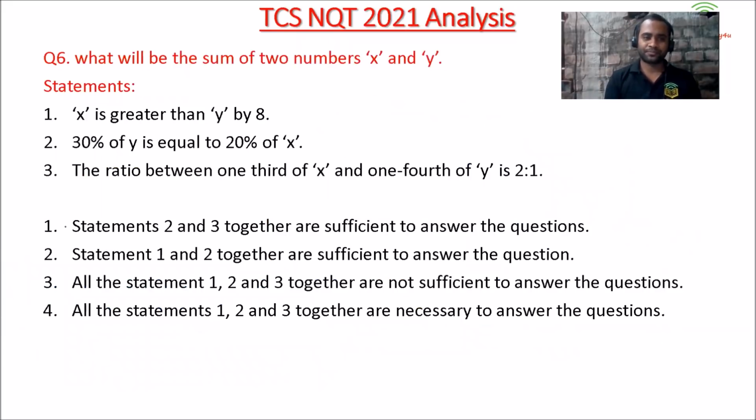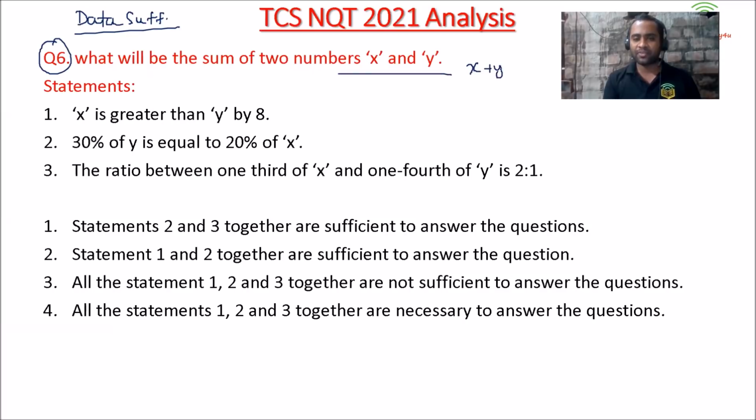Okay, now friends, question number 6. So this is a data sufficiency question. What will be the sum of two numbers x and y? So they want x plus y equals what? And you have been given three statements, so you need to combine 1 and 2, 2 and 3, and all three. Based on that you need to give your answer.